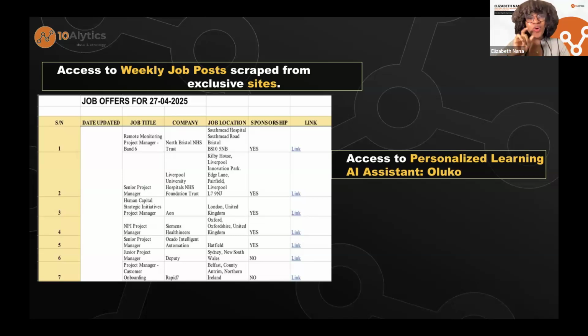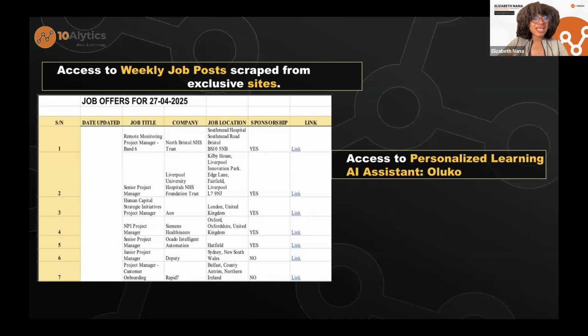And then you also have access to your own personalized AI assistant. Now here at Analytics, we have our AI assistant. It's called Oluko. Oluko in Yoruba means teacher. So outside of ChatGPT, that's something that everybody can access, you have VIP access. You're the 1% of the 1% that gets access to our own specialized training AI assistant that helps you.